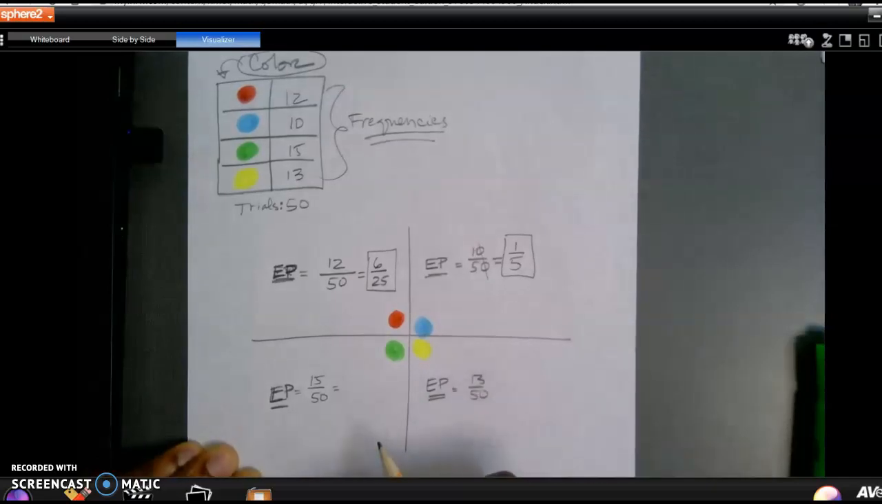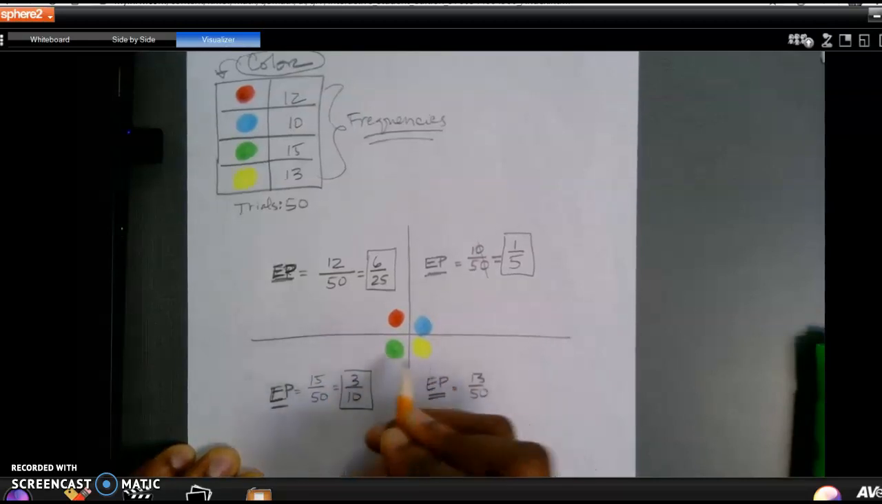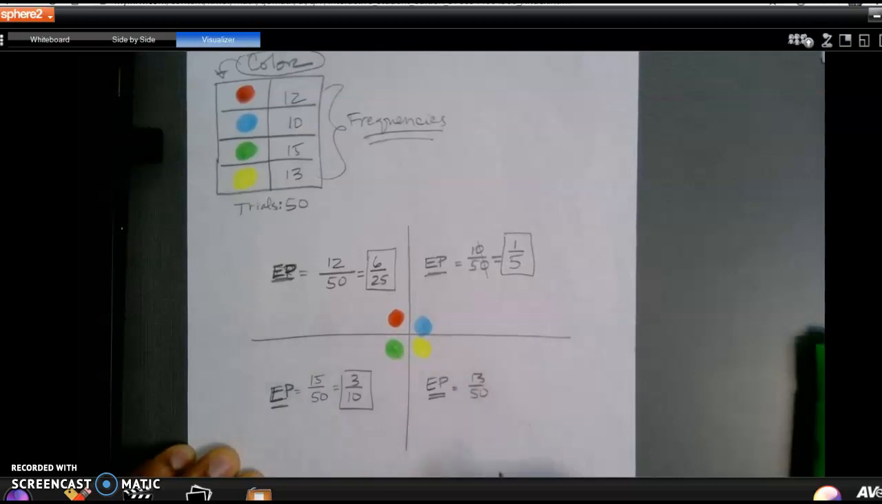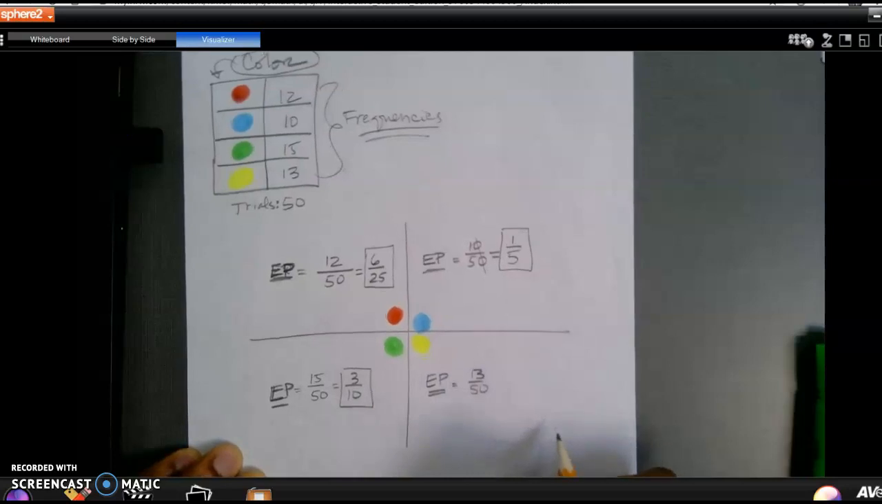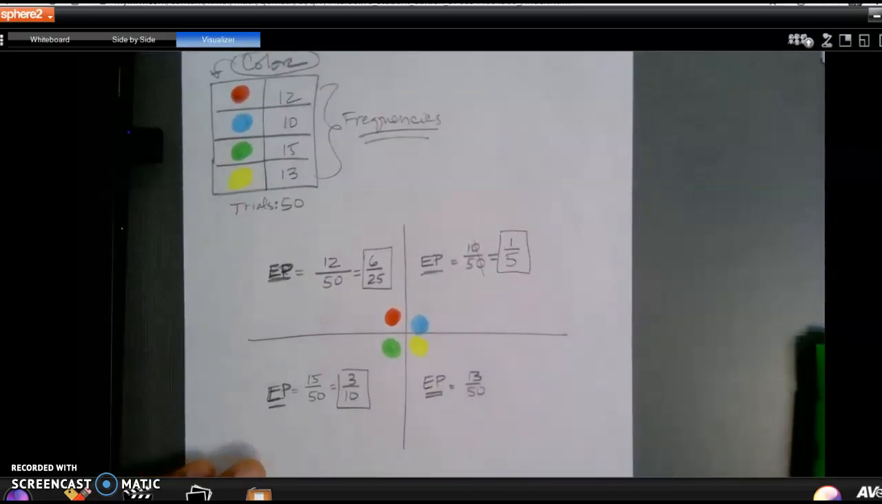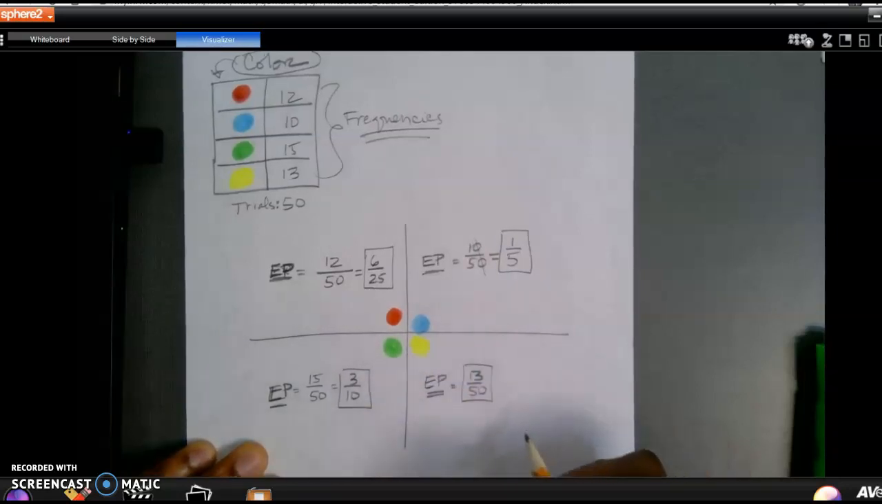Here, greatest common factor, I think the one that I am seeing is 5. Okay, so I'm going to say that when I divide both of these by 5, this becomes 3 out of 10. So there's a 3 out of 10 chance that I would choose a green. And then over to this one, I don't see any common factors between 13 and 50. So at this point, this is in its simplest form, okay, for that yellow one.